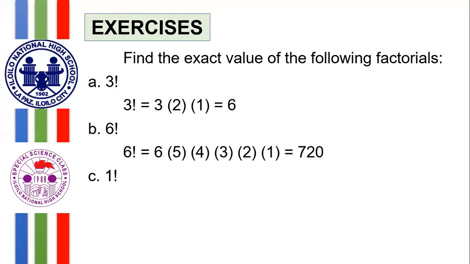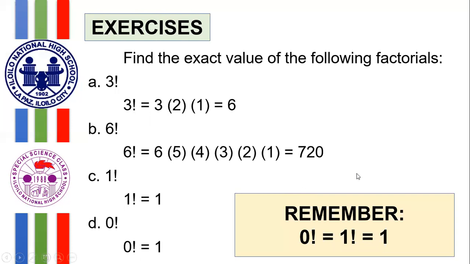1 factorial means 1. But you might ask, how about 0 factorial? And when I ask some learners, they would answer it's 0. But actually, believe it or not, 0 factorial is not 0, but instead it's equal to 1. And we have to remember this, that 0 factorial and 1 factorial are both equal to 1. And you might ask, sir, how come? I'll just show you a simple proof on how we could say that 0 factorial is equal to 1.